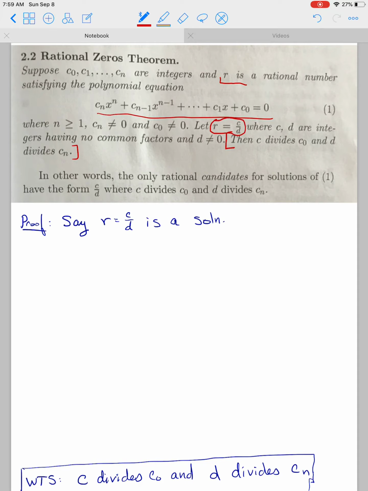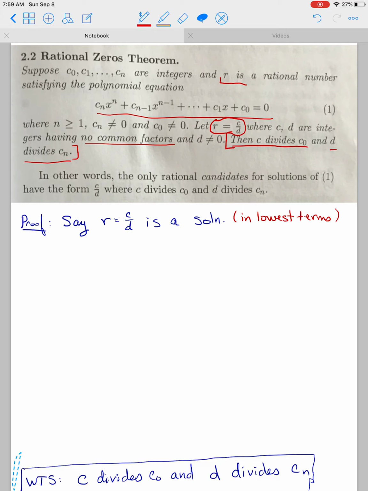And then what do we want to show? Well, we want to show then c divides c0 and d divides cn, right? And so our assumption, we're going to start with assuming that this fraction c over d is a solution. Let's assume it's in lowest terms, because that's what the problem says when they say that c and d are integers having no common factors. And then what we want to show at the end of the day is down here. We want to show that c divides c0 and d divides cn.